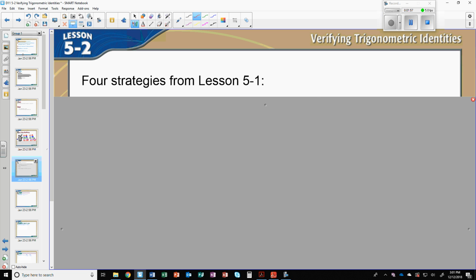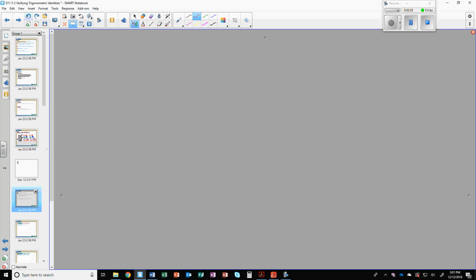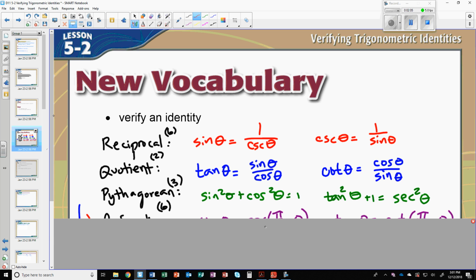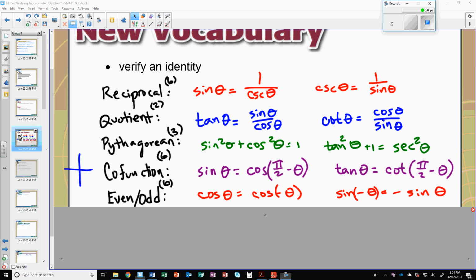whoops, I'm sorry about that, cosine going, if I can ever get it back. It's the same thing as cosine going this direction, starting from pi over 2. That's pi over 2 there, and working this direction. All right, and this would be true from sine to cosine, cosine to sine, tangent to cotangent, cotangent back and forth, those 6. Finally, we had even and odd.